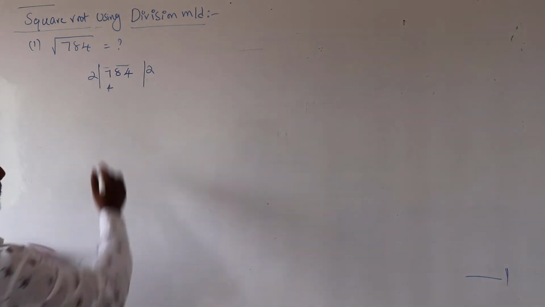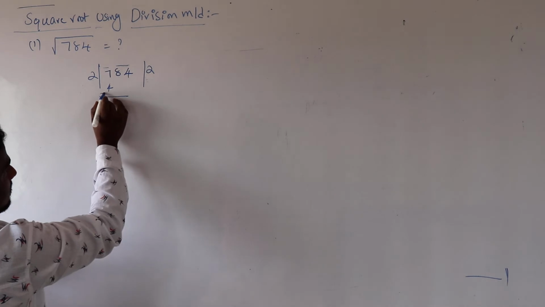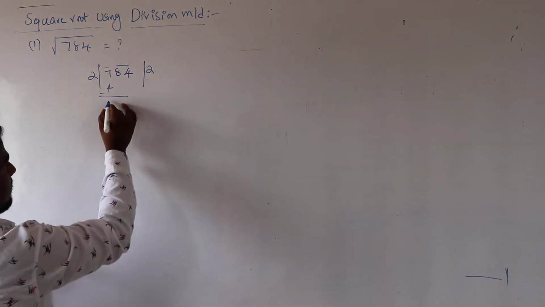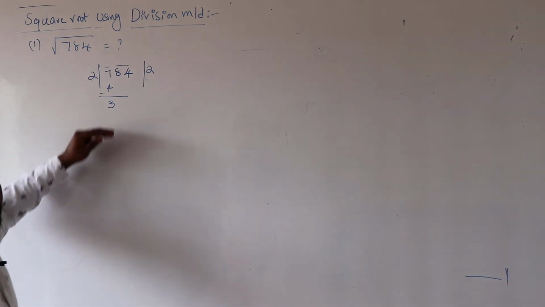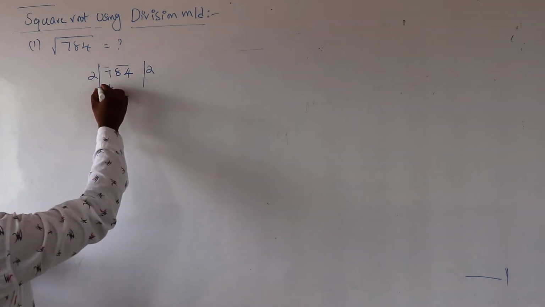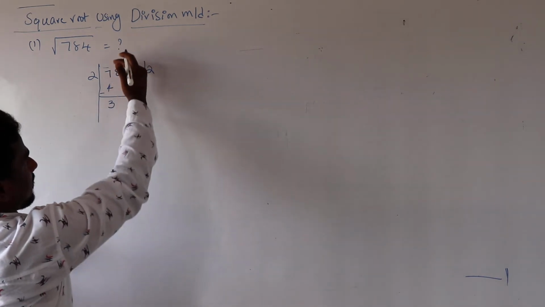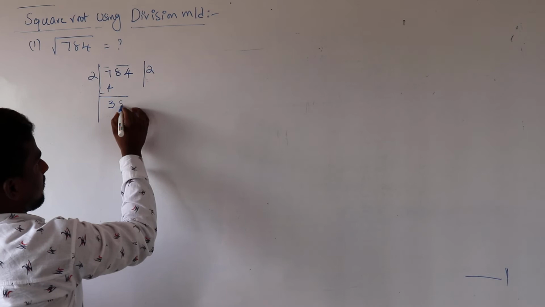Next step, we have to subtract. 7 minus 4 is 3. This is the second step. Next, in the third step, we continue like this. Again we write the remaining two numbers, that will become 84.